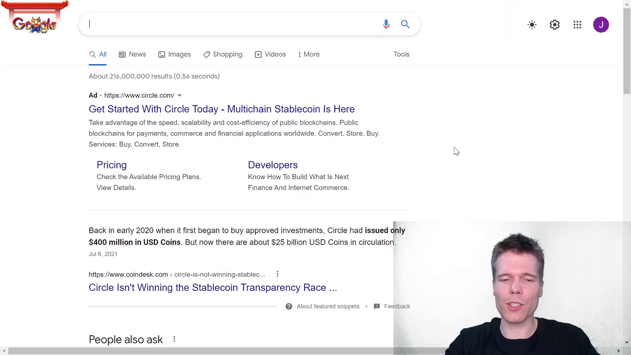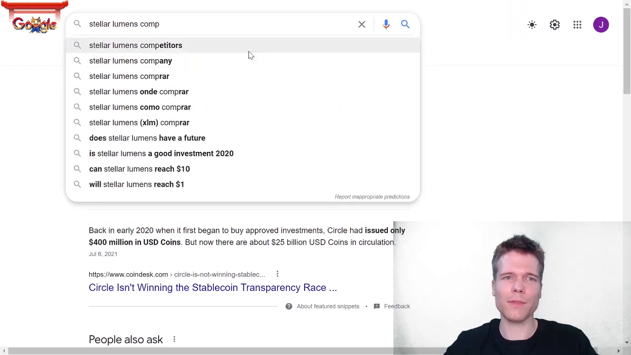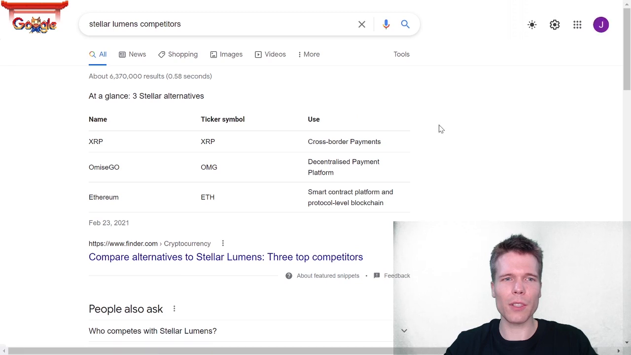Let's go ahead and just simply Google, because we're keeping it simple. Stellar Lumens competitors. Boom, other people are looking for it. A stellar alternative, XRP. Uh-oh. Is Ethereum really a competitor? I guess so. But Ethereum is obviously, you know about Ethereum. It's doing its own thing. And there's OmiseGo as well. So let's look at XRP. That's the one that I actually already noticed.